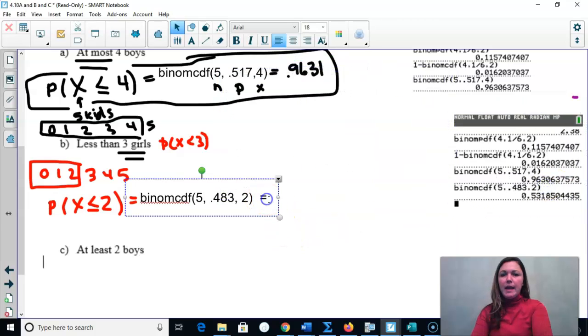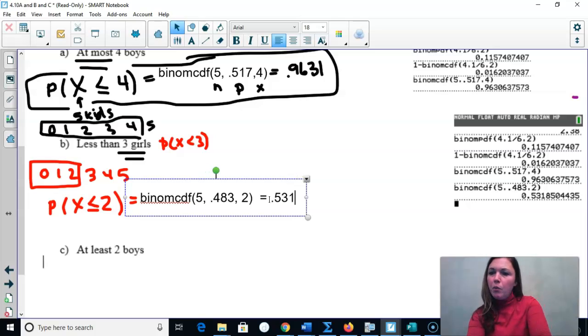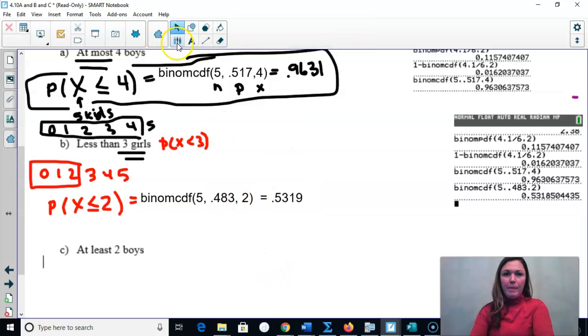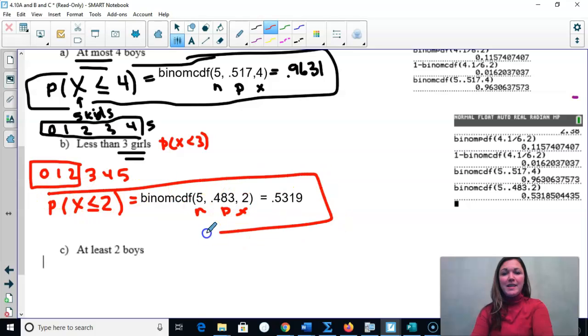Okay, so that is then equal to 0.5319. I'm going to write my NPX under it, or you will lose credit. And this is what I want to see on a test right here.